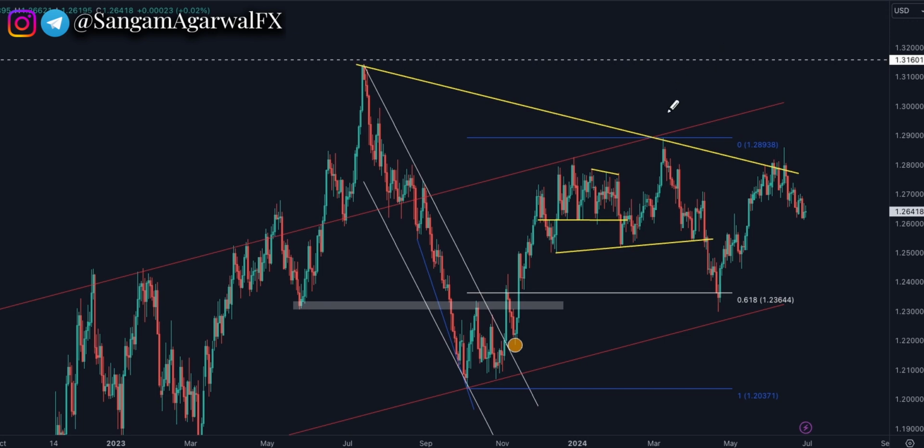If you see GBPUSD daily chart, then you have this trend line tested 3 times. As long as price is trading below this trend line, it is bearish.